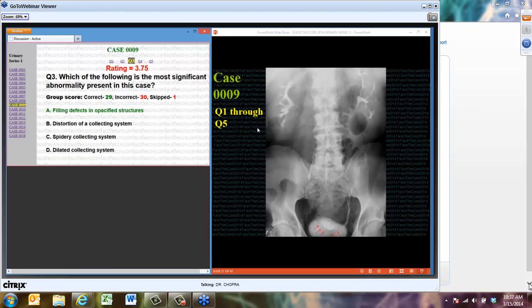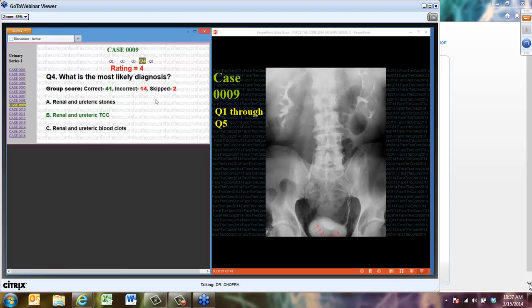Which of the following is the most significant abnormality present in this case? And here what we have is the presence of filling defects in the opacified structures. There's one here, and then there's the other one over here. The collecting system is not distorted. This one is a little spastic, but so what? That's okay. There must be a parapelvic cyst or something that is spidery. There is no dilatation. All you have really is filling defects in the opacified structures.